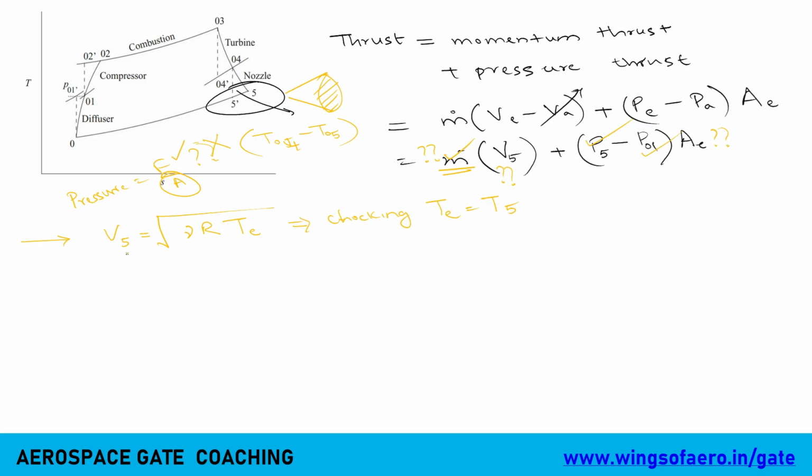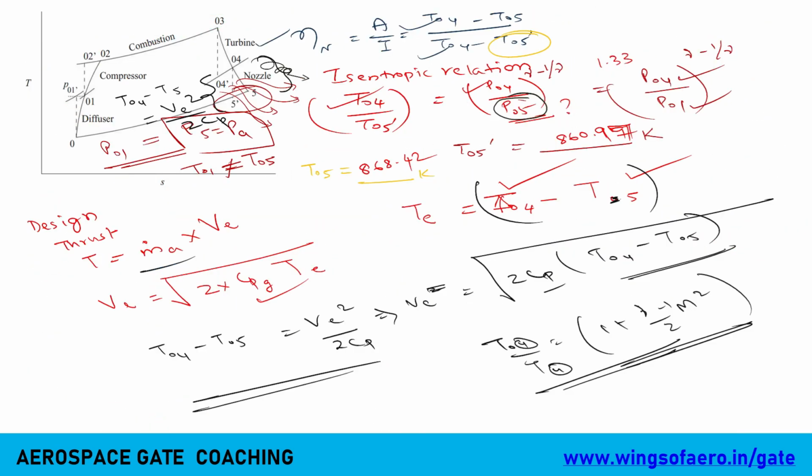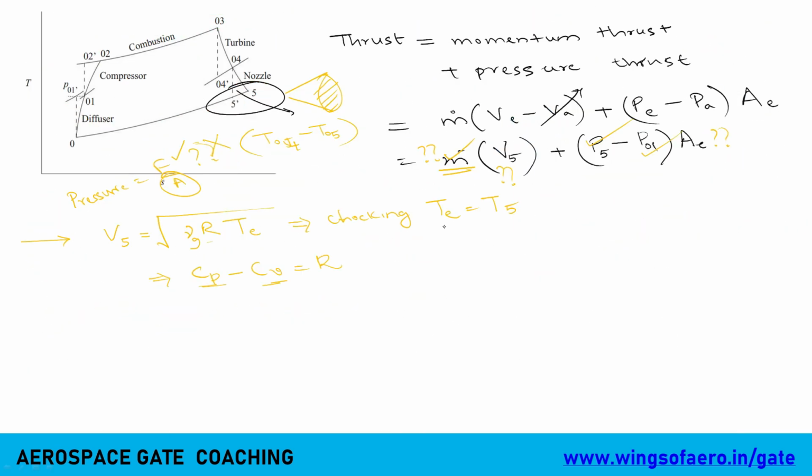Remember this. You know what R is? How can you find R? The R value is not given. But can you find out the R value? Yes: CP minus CV equals R. Have they given CP and CV? CP and CV are given, so you can find the R value from there.